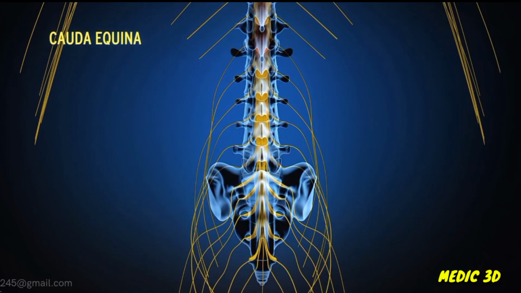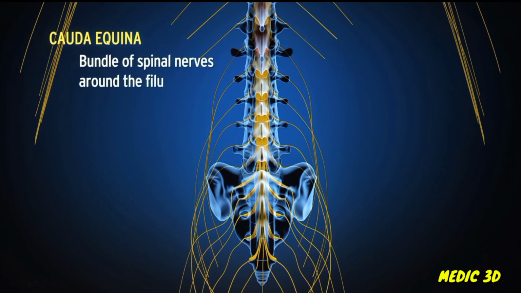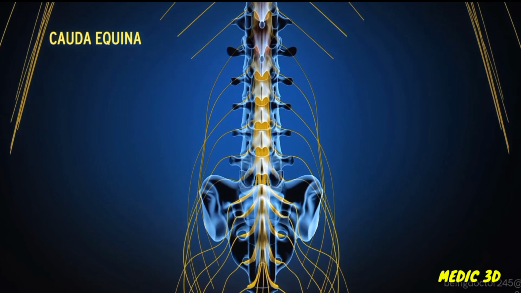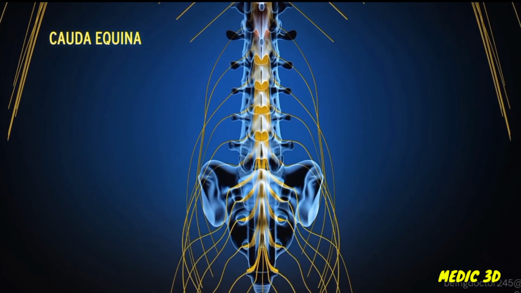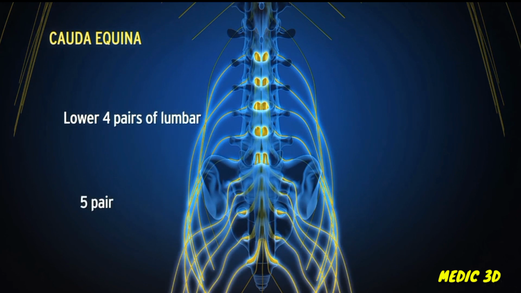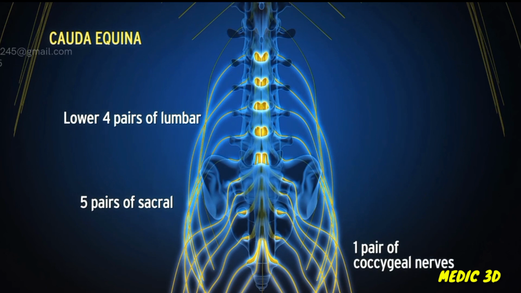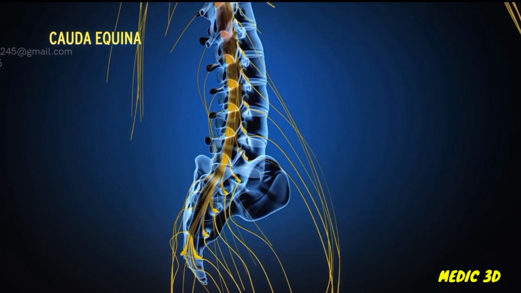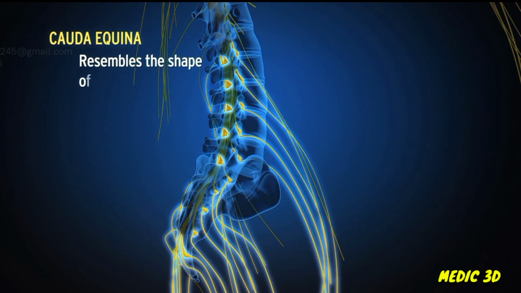Cauda equina. It represents a bundle of spinal nerves around the filum terminale, consisting of lower 4 pairs of lumbar, 5 pairs of sacral, and 1 pair of coccygeal nerves. It resembles the shape of a horse tail, so it is named the cauda equina, meaning horse's tail in Latin.